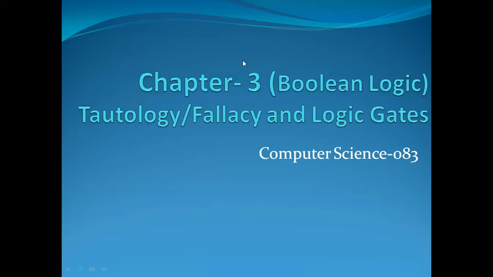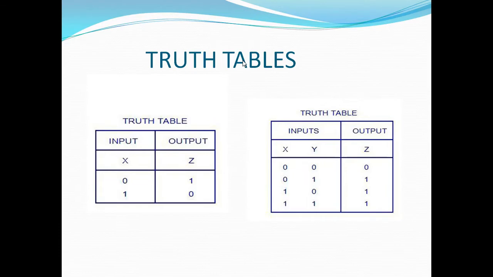Good morning, everyone. Yesterday we started chapter 3, Boolean logic, in which we discussed three basic operators, which are AND, OR, and NOT. Today we will discuss tautology, fallacy, and logic gates. So before these topics, let's discuss the truth tables again.